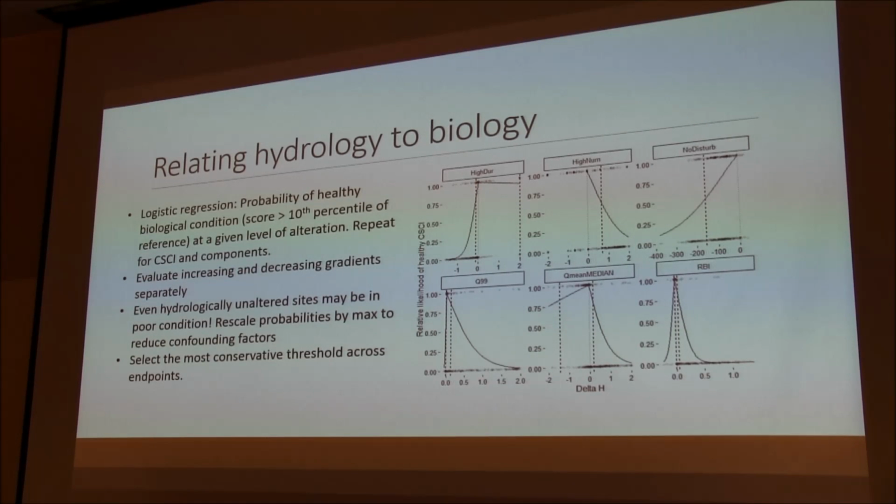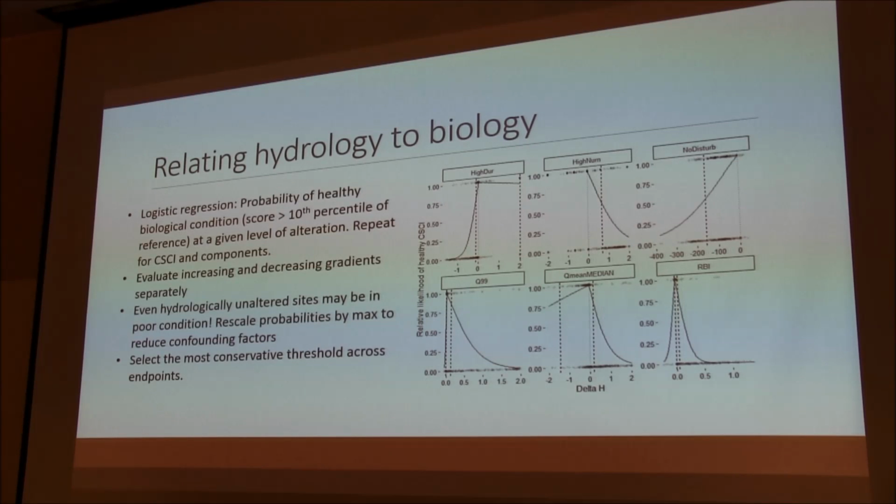So we tried to develop these models for all of the flow metrics that we had available. We looked at the CSCI as a response variable. We looked at all the components of the CSCI, which, if you're familiar with it, there's an O to E index, there's a multi-metric index, and there's a number of metrics. They're all predictive indices, so they're all good measures of delta B. And we looked at the increasing and decreasing gradients independently. So we looked at what's the effect of increasing peak flows, what's the effect of decreasing peak flows.